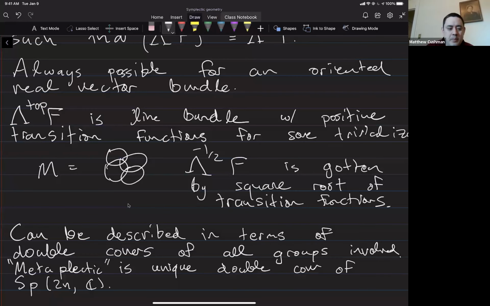Yes, we'll talk about this next time. We'll actually have time to define this metaplectic stuff. Well, we'll see whether that's actually a good idea. All right. Any other questions?